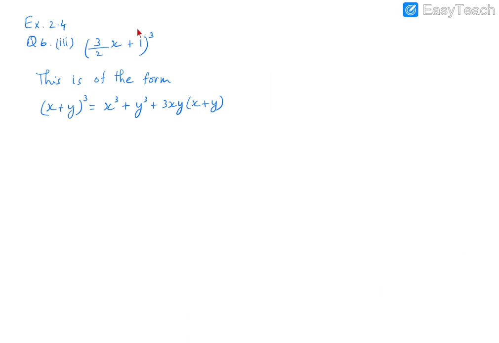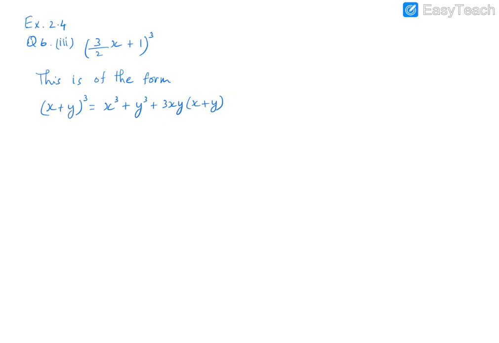6. So we have this particular expression which we have to expand using our identity for x plus y the whole cube. So clearly this is of the form x plus y the whole cube. In the identity, in the place of x we have 3 by 2x, and in the place of y we have 1. So x plus y the whole cube, we have 3 by 2x plus 1 the whole cube, and this is our identity expression for the right hand side.